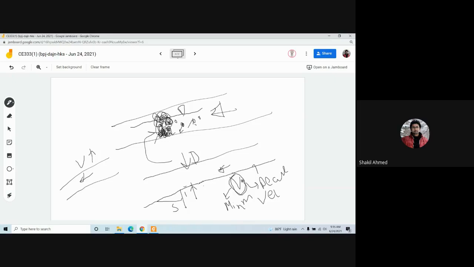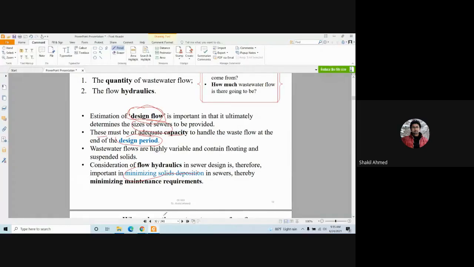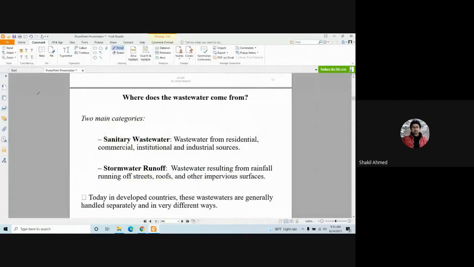So minimum velocity, this is incredibly important for the proper functioning of the sewer. That is the minimum velocity. Okay, we'll learn this more in the upcoming lectures.